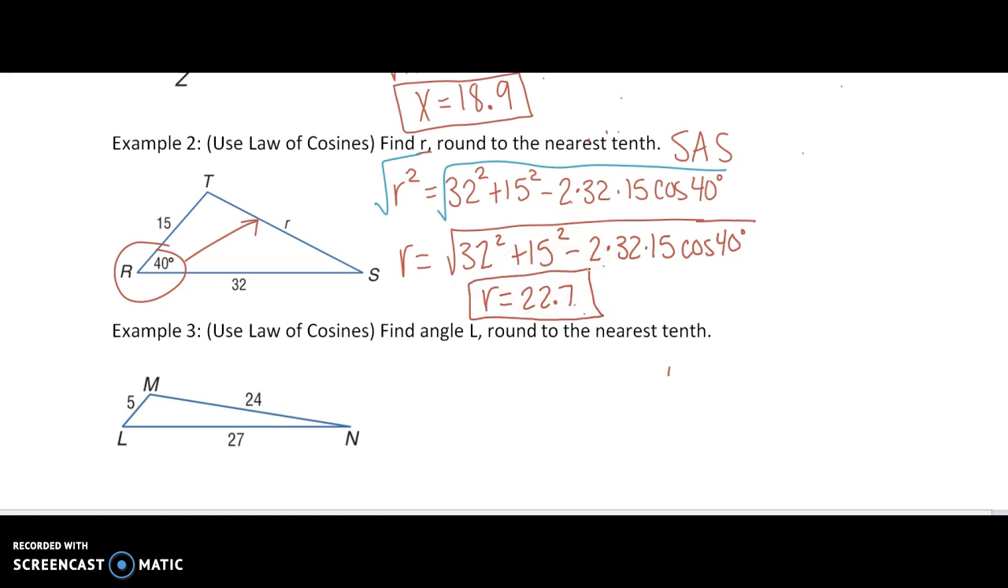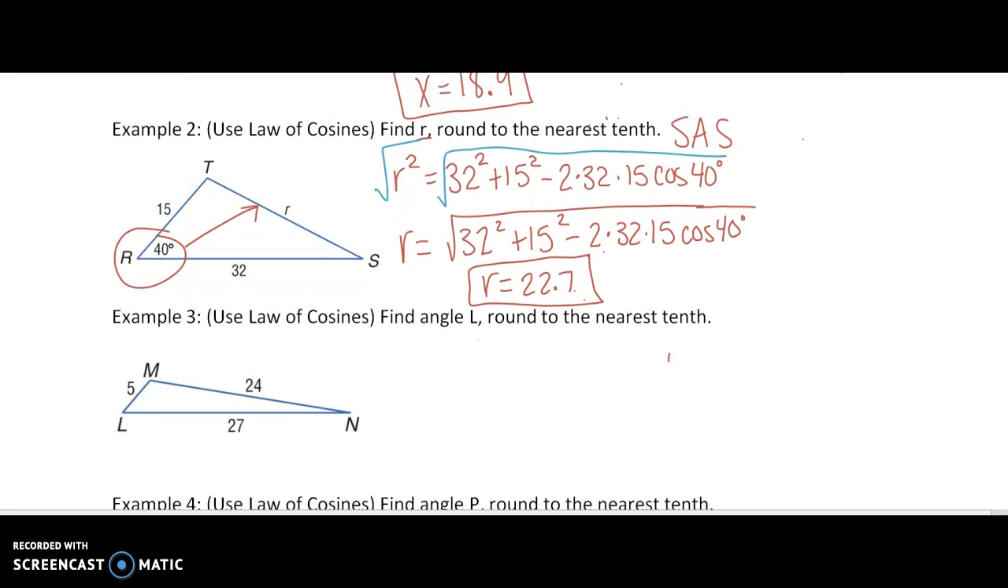Okay. So again, if you need to, please pause the video and check that. Okay. So examples 1 and 2 dealt with solving for a side. So when I give you side angle side, you will most often be solving for the third side. But let's say I give you all three sides, and I want you to find one of the angles. Okay? So I know all three sides. Here, I'm going to tell you which one I want you to solve for. So I want you to solve for angle L.